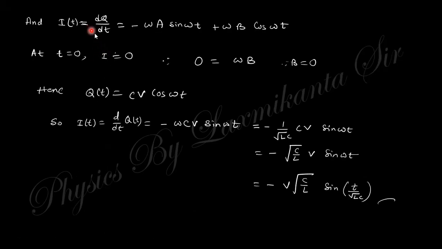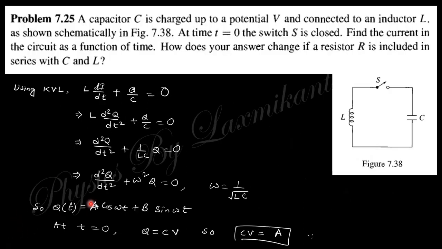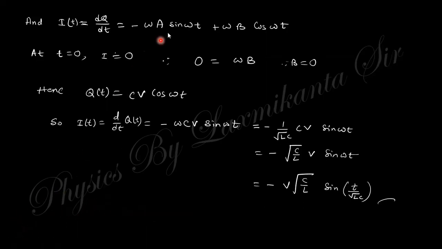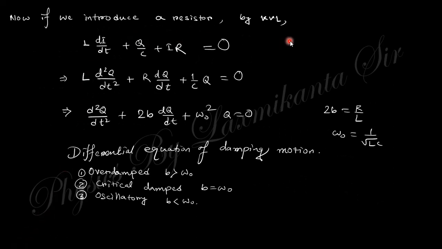After that, the current I equals to dq dt. If you take the derivative of this expression, then you can easily find the value of this constant B. Okay. So this will be the charge, and the corresponding current will be like that. Clear? Now, if you introduce the resistor R, there will be an additional voltage difference across R, that is IR.